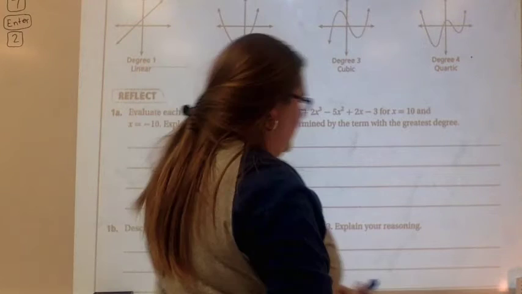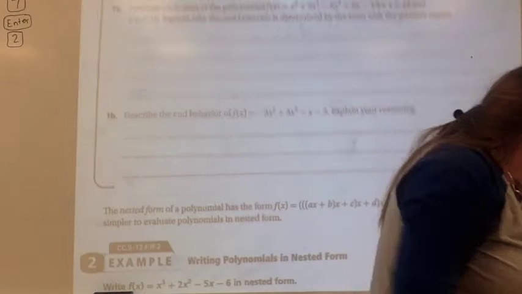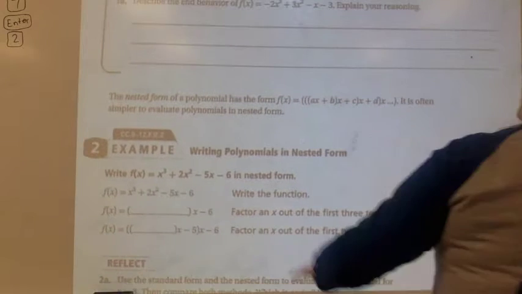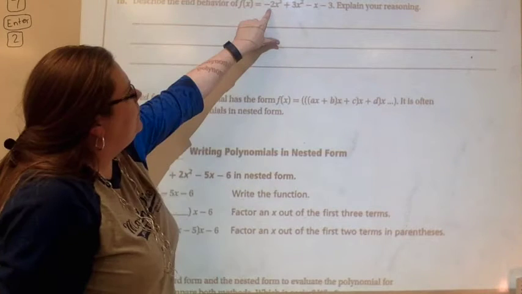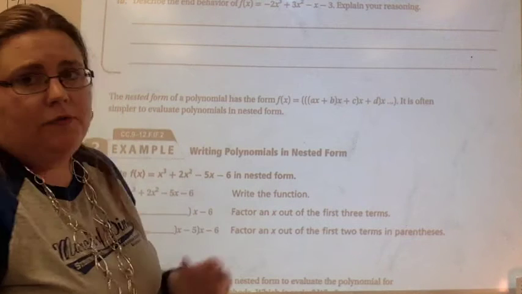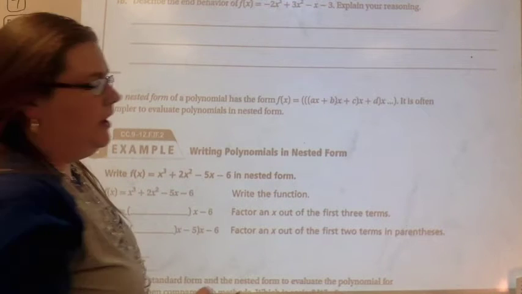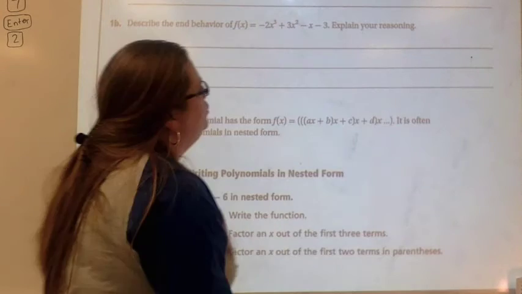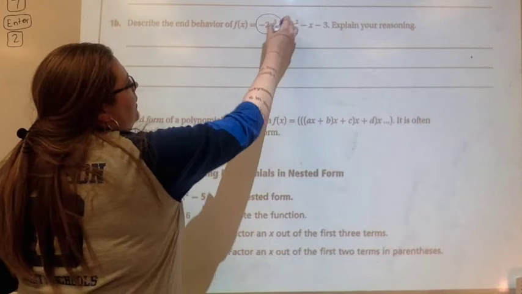Let's look at the reflection questions. Let's look at the second reflection question. This says to describe the end behavior of negative 2x cubed plus 3x squared minus x minus 3. Hopefully you've ascertained by what we've done today that that first term is really the only thing that you need to look at here, right here.